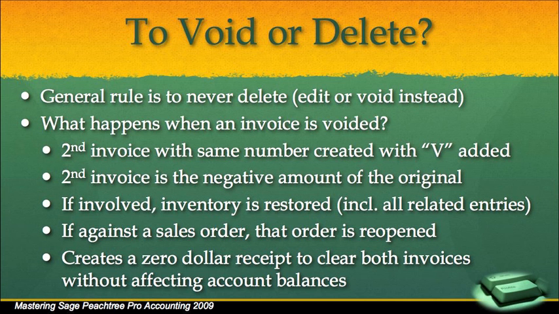If you had inventory involved, the inventory is restored, including all of the related entries. And if it was against a sales order, that order is reopened. This ultimately creates a $0 receipt to clear both the invoices without affecting the account balances. So what you think is basically simple, in some ways is, but when all the accounting becomes involved, we can see that this could affect many accounts. Fortunately for us, it's just going to be a couple of clicks.